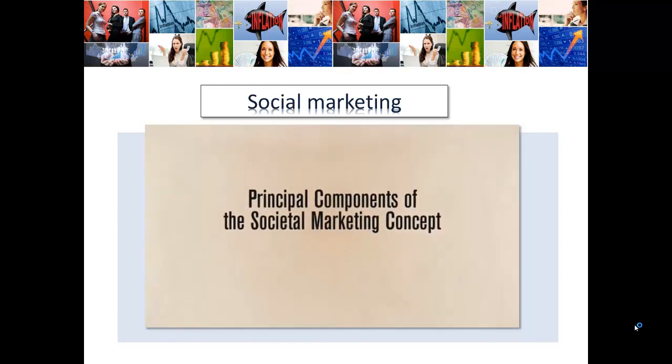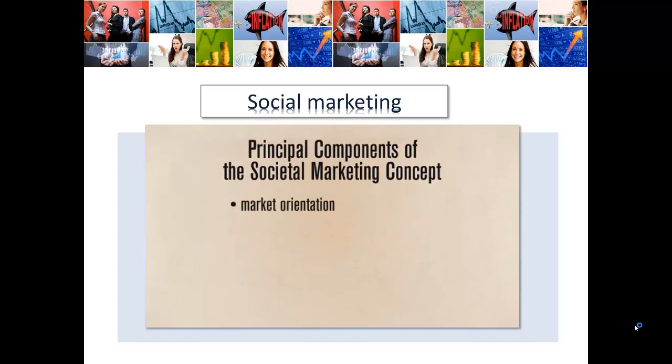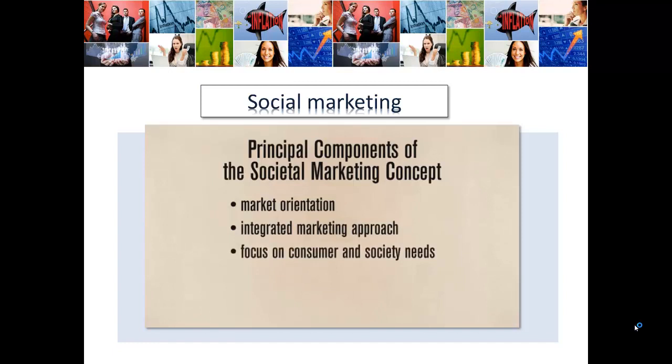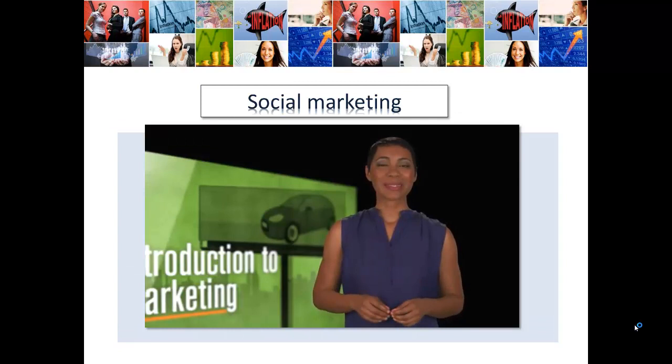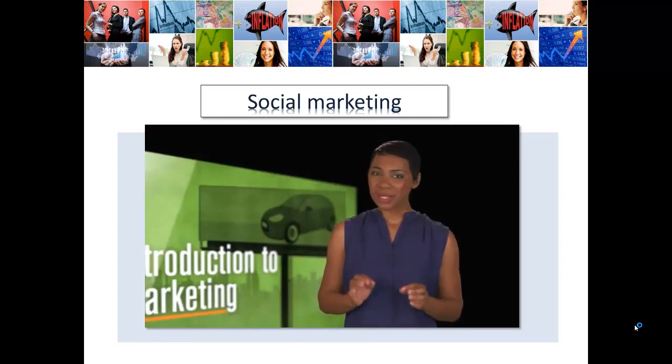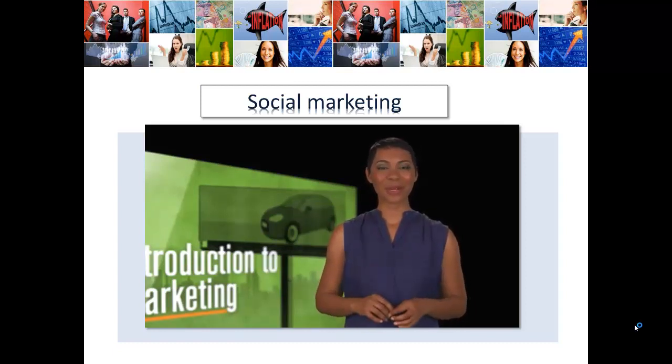Its principal components include a market orientation, an integrated marketing approach, a focus on consumer and society needs, a value-based philosophy, and an organizational goal orientation. Companies today are expected to be good citizens instead of just trying to turn a profit. Therefore, they need to build societal considerations into their marketing if they want to be successful.